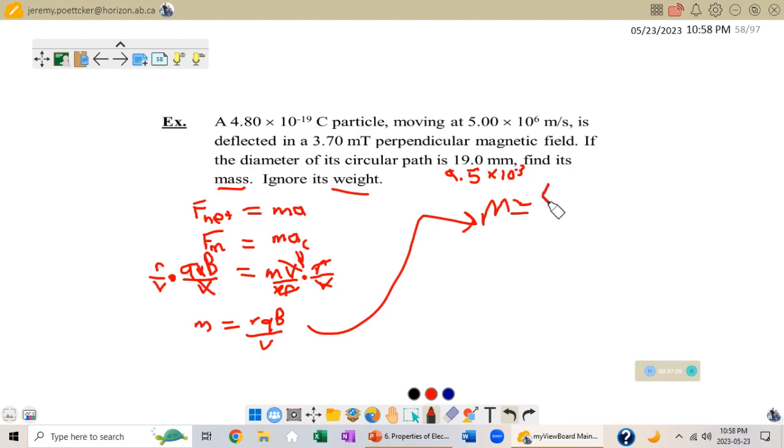So my radius, again, 9.5. Remember, I divided 19 by 2. That's when I got the 9.5. Times 10 to the negative 3 meters. Times Q. Now, I'm told in this case, I do know the charge. Somehow we already knew the charge.